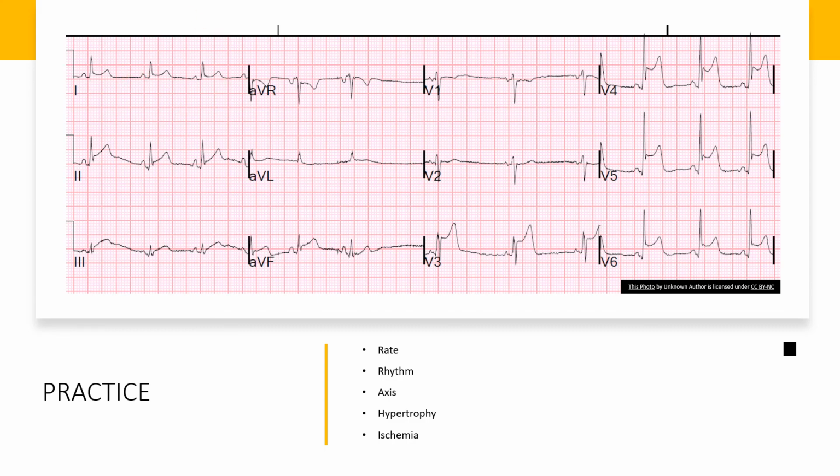So this appears to be lateral, potentially inferior ischemia with normal sinus rhythm. We're also normal axis, with AVF and 1 both being upright. Somebody call the cath lab.